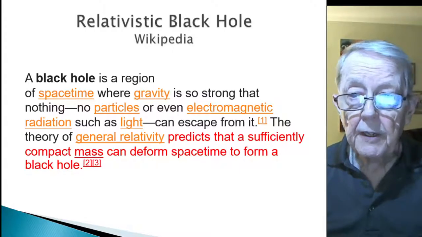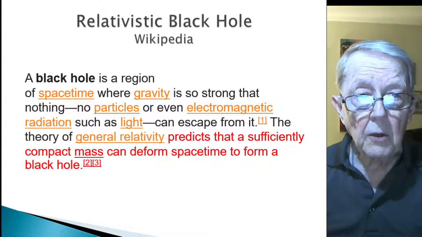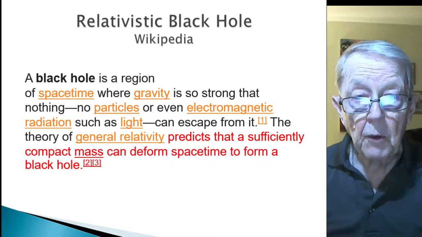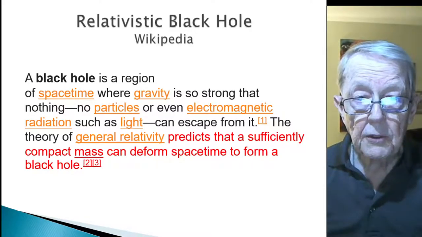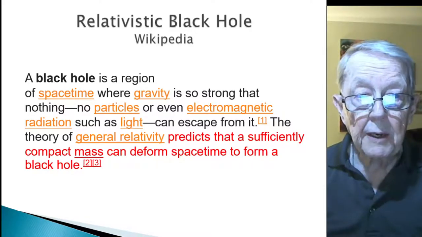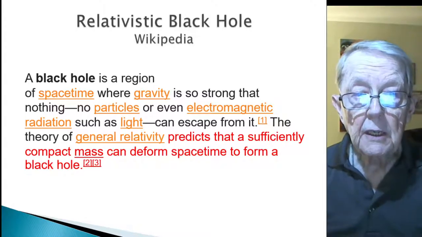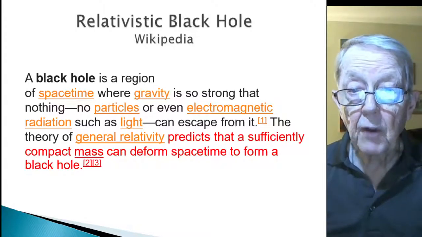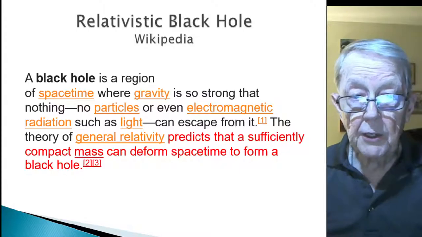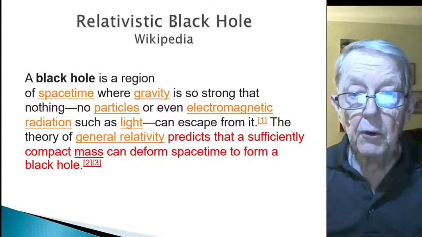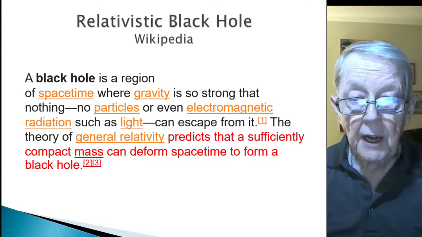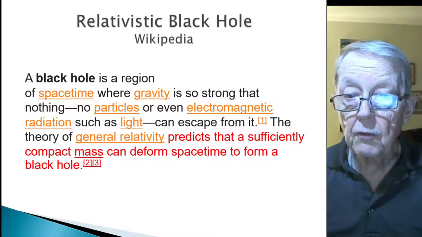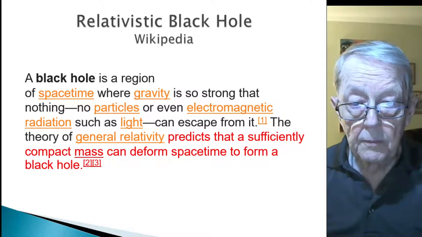But here's a definition from Wikipedia. A black hole is a region of space-time where gravity is so strong that nothing, no particles, not even electromagnetic radiation, such as light, can escape from it. The theory of general relativity predicts that a sufficiently compact mass can deform space-time to form a black hole.